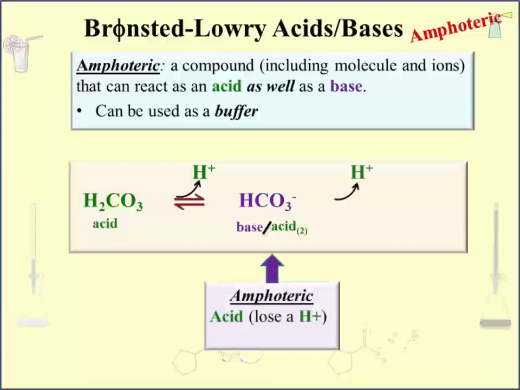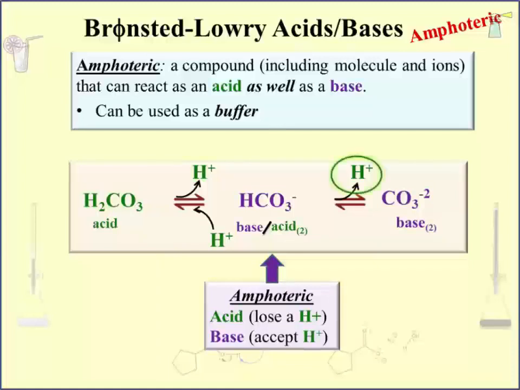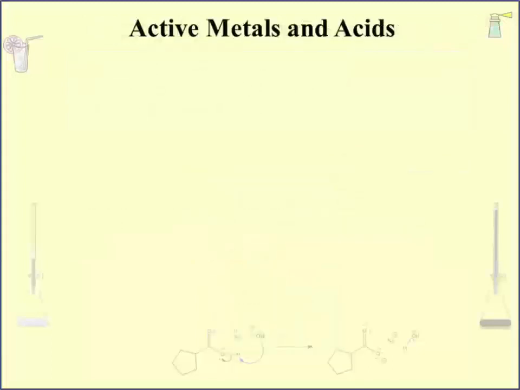Bicarbonate is amphoteric. It can act like an acid and release a proton, leaving the carbonate ion. Bicarbonate can also act like a base. It can accept a proton and reform carbonic acid, H2CO3. Bicarbonate can give up a proton like an acid or pick up a proton like a base. That completes the Bronsted-Lowry review.